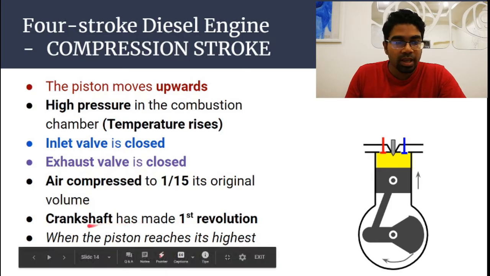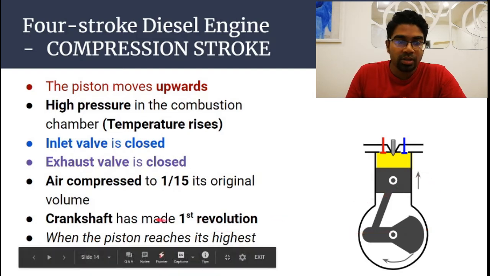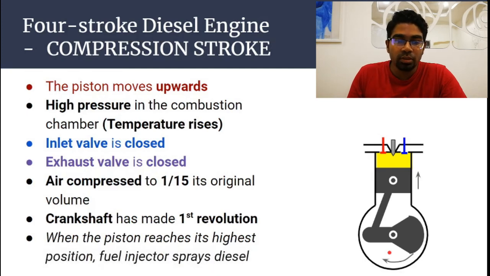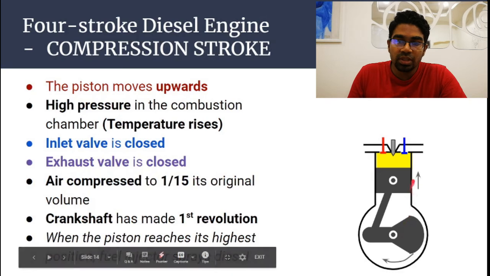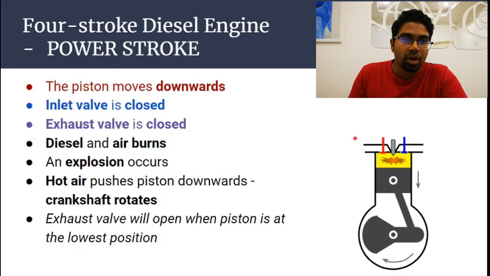Now just as in the petrol engine, by the time the compression stroke is done, the crankshaft will have made 1 full revolution. So it starts here, the induction stroke is here, the compression stroke goes back down, 1 full revolution done. So when the piston reaches the highest point, now the diesel comes in. The fuel injector does its job by injecting the fuel. Since this is a diesel engine, it sprays diesel into the combustion chamber with the compressed air. This is between the compression stroke and the next stroke, which is the power stroke.